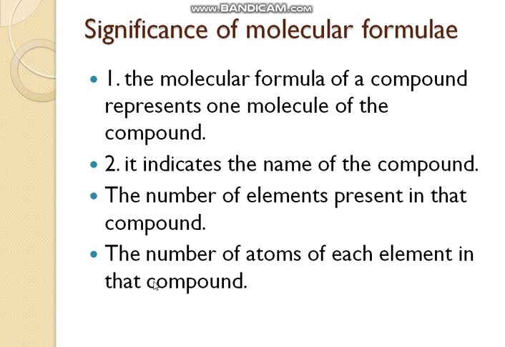For example, sulfur dioxide is represented by the formula SO2. The elements represented in SO2 are sulfur and oxygen, and one molecule of sulfur dioxide contains one atom of sulfur and 2 atoms of oxygen. Then CO2, that is carbon dioxide, has 1 carbon and 2 oxygen atoms, like that. This is the significance of the molecular formula.